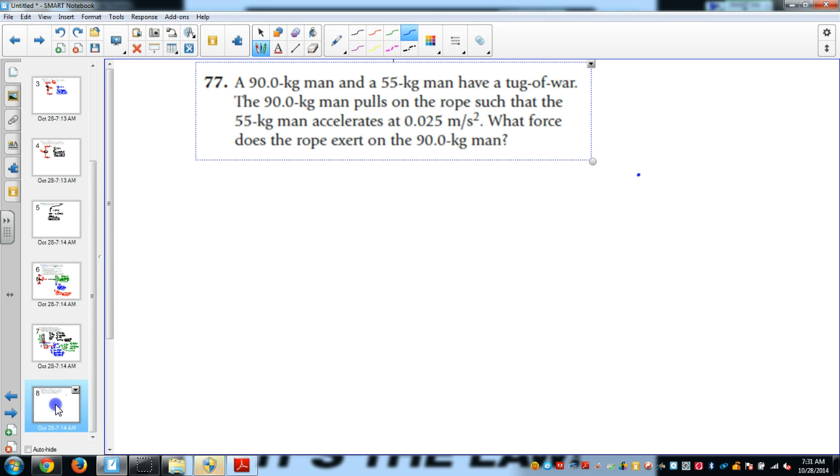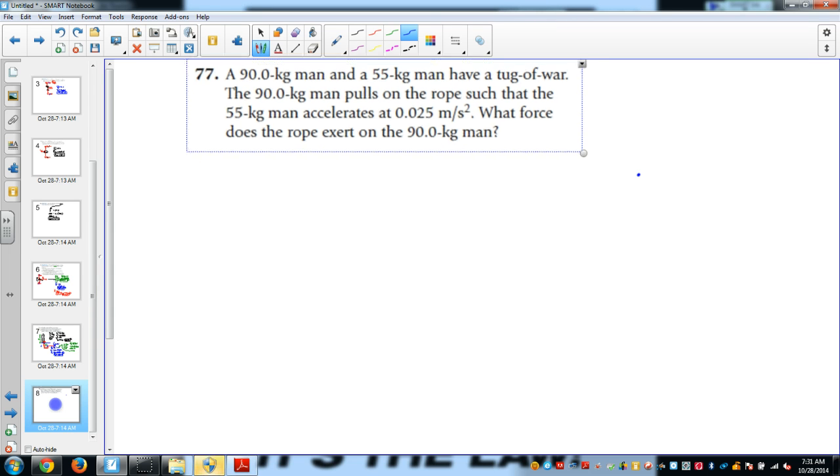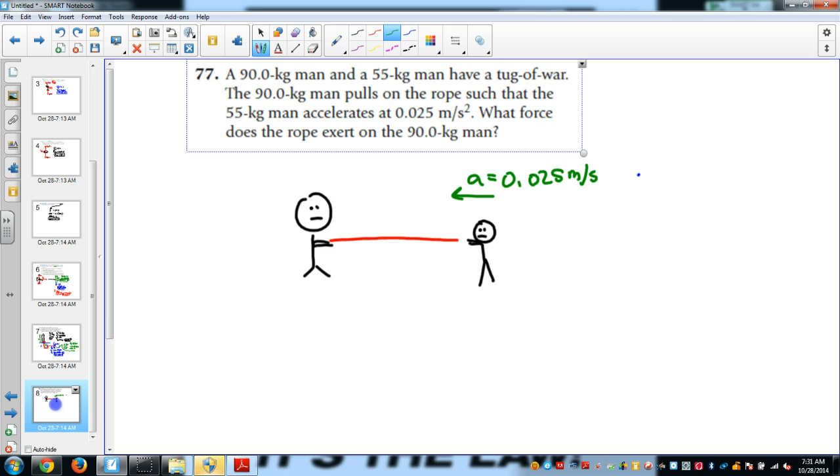And then the last one, it says you have a 90 kilogram man and a 55 kilogram man. They have a tug of war. So 90 kilogram man, 55 kilogram man, and they're having a tug of war. The 55 kilogram man accelerates at 0.025 meters per second squared. What force does the rope exert on the 90 kilogram man?